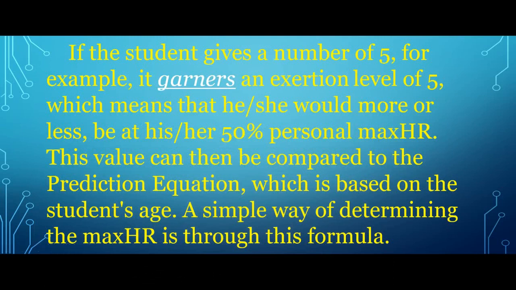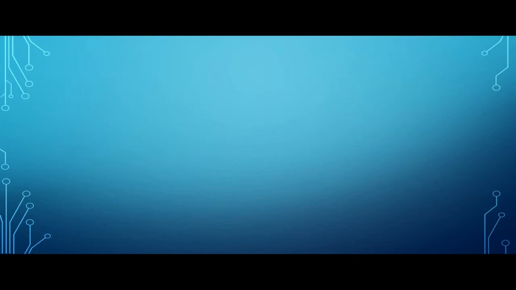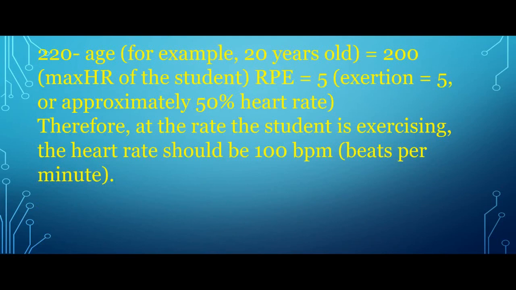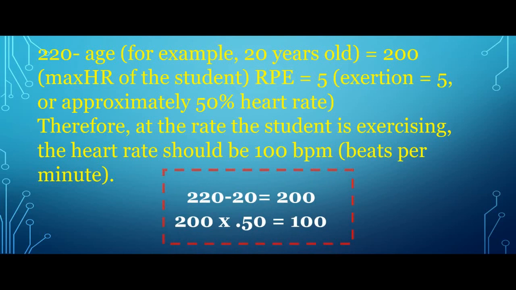Okay, let us continue. This value can then be compared to the prediction equation, which is based on the student's age. A simple way of determining the maximum heart rate is through this formula. 220 minus age, for example, 20 years old, is equal to 200, or the maximum heart rate of the student. RPE is 5, exertion is equal to 5, or approximately 50% heart rate. Therefore, at the rate the student is exercising, the heart rate should be 100 BPM, or beats per minute. So 220 minus 20 is equal to 200, and then 200 times 0.50 is 100.